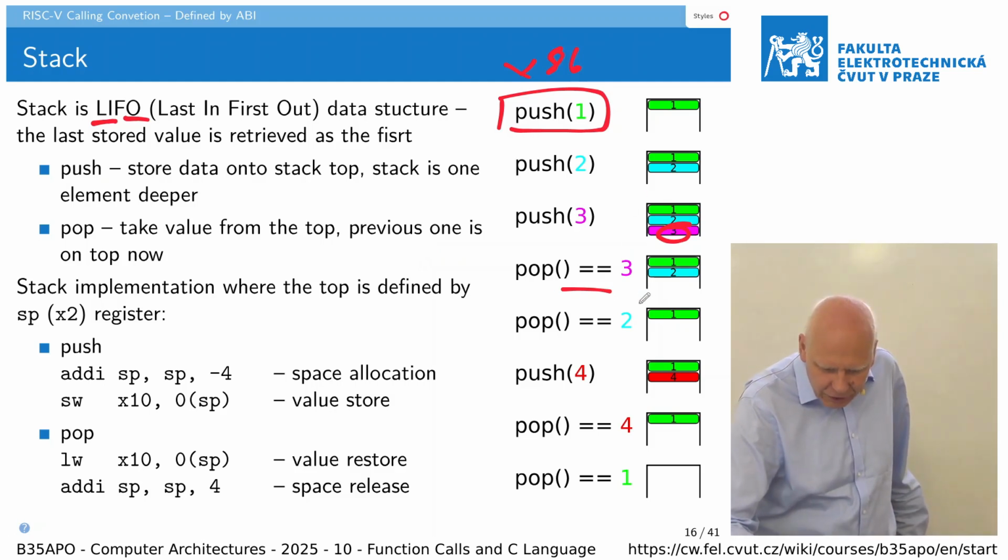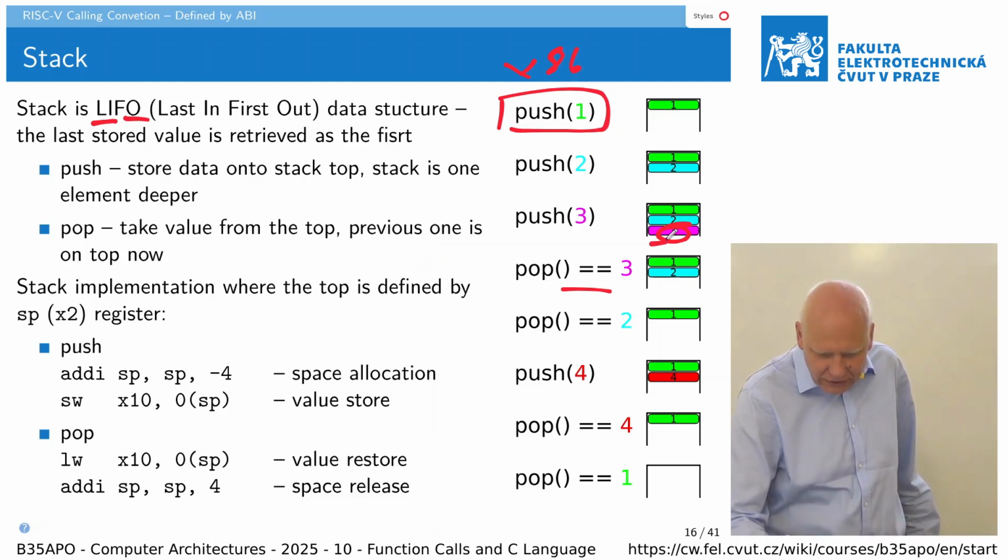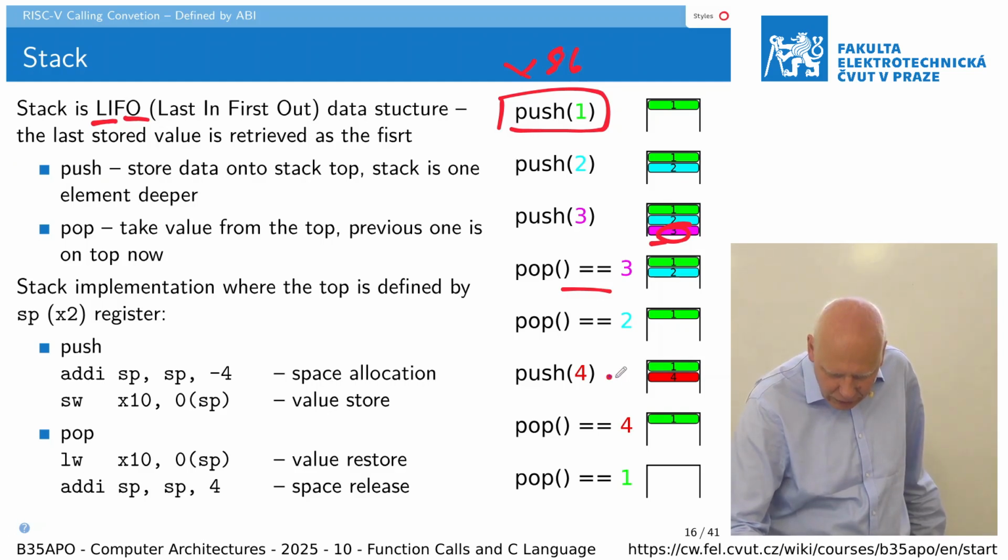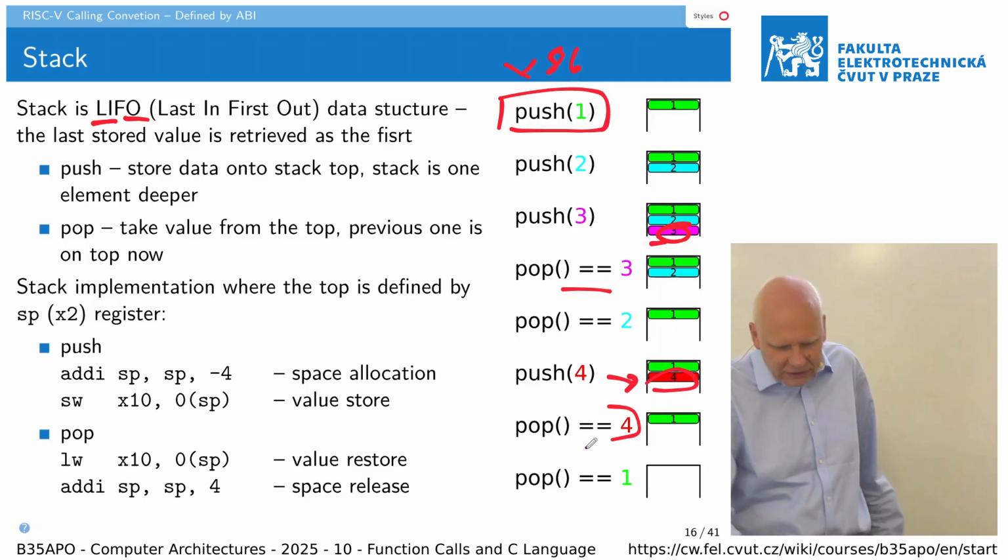So basically, if we do a pop, we take this third argument. Then if we do another push, we put the 4 there, and again the following pop takes the 4, and the last pop takes the 1.